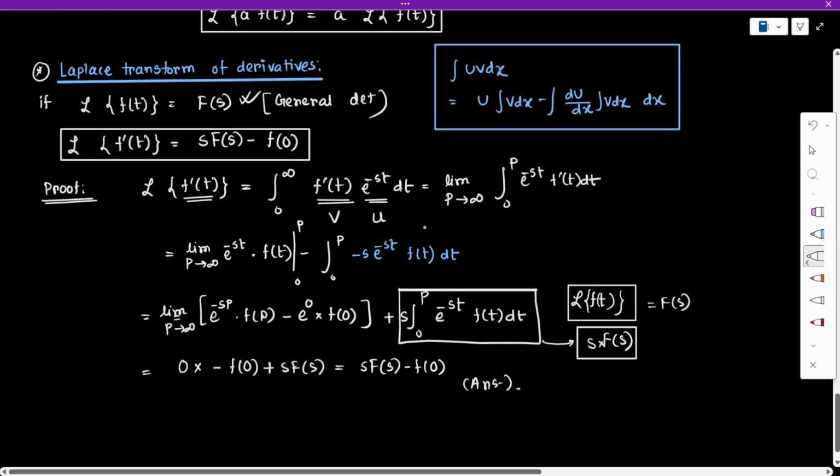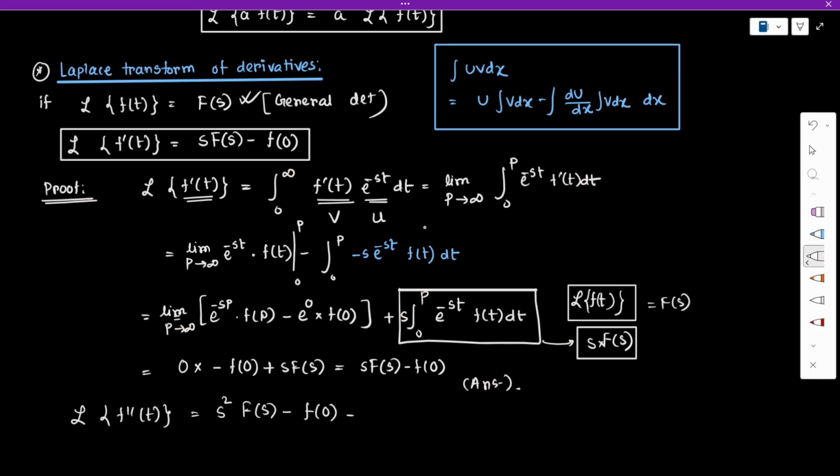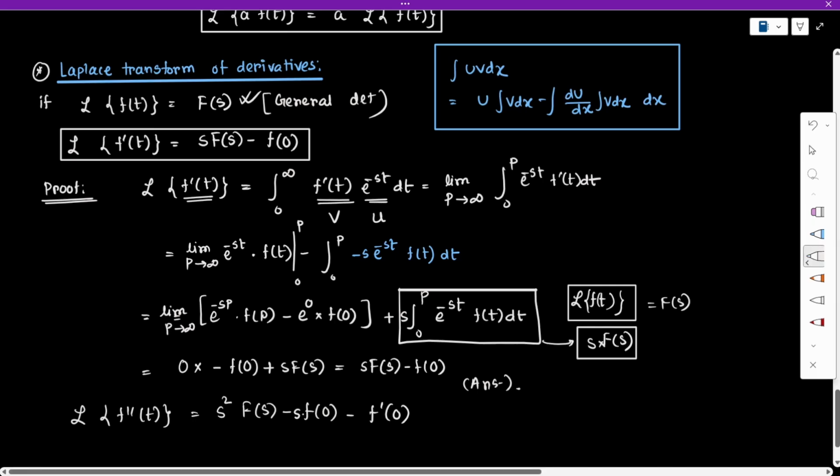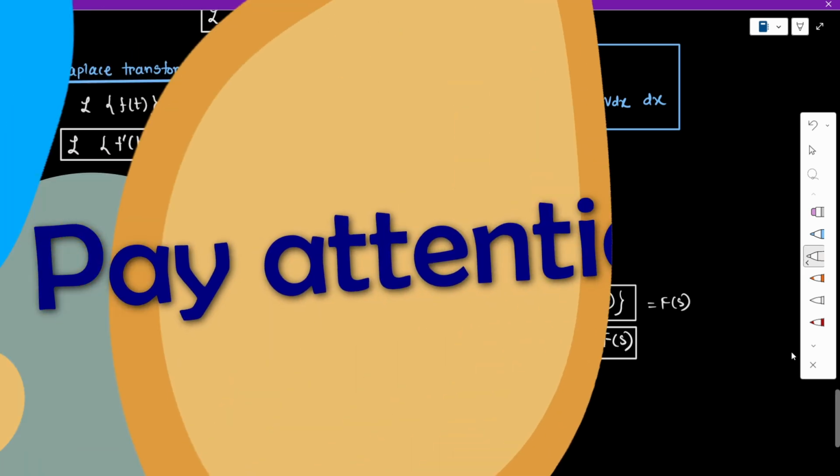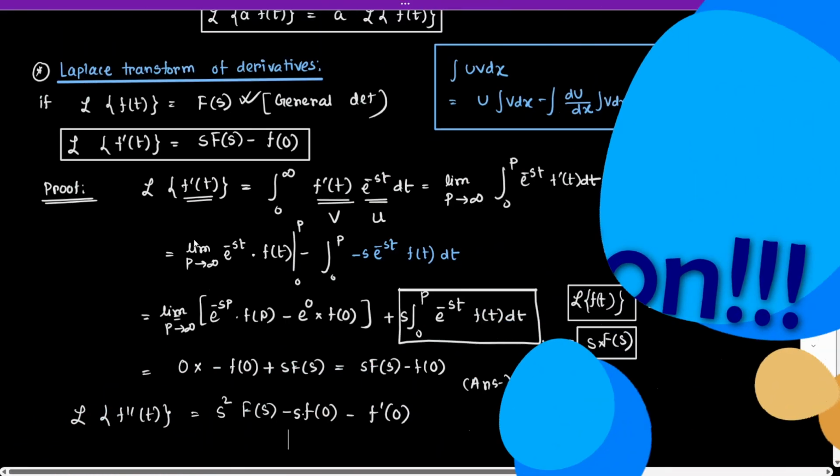Similarly, we can do the Laplace transform of double derivatives. If we do the Laplace transform of double derivatives, it's going to become s squared F of s negative s f of 0 negative f dash of 0. There is going to be s multiplied here, I'm sorry. And very sincerely pay attention to the formula.